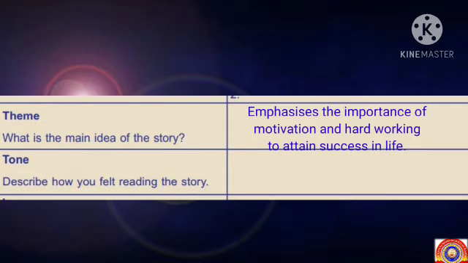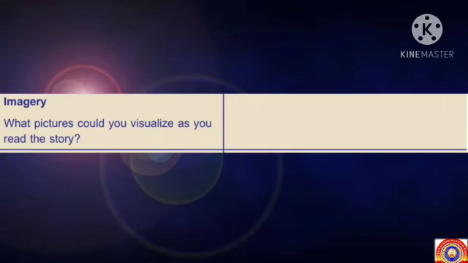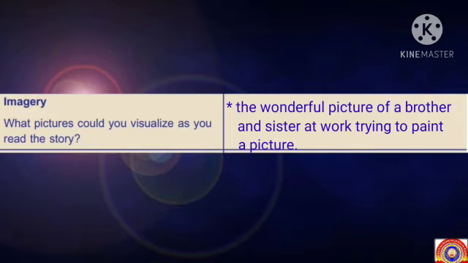Students, what is the tone of the story? Describe how you felt reading the story. Yes, touched to read about the loving relationship between the boy and his sister. Next one, imagery. What pictures could you visualize as you read the story? Tell me. Yes, the glimmering sunlight, rustling leaves, rippling stream with the light shining upon the hills. Next one, the wonderful picture of a brother and sister at work trying to paint a picture.